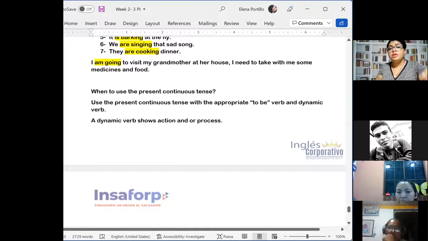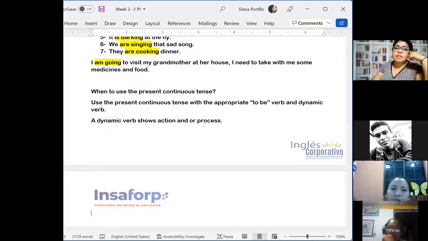Okay, when to use the present continuous tense? In this case, it says that we use the present continuous tense with the appropriate to be verb and dynamic verb. And it says that a dynamic verb shows action and or process. So in this case, we are going to do it with the examples. We are going to use the verb to be with the specific subject or pronoun. Then we are going to use this tense with the dynamic verbs. There are those verbs that can perform an action.